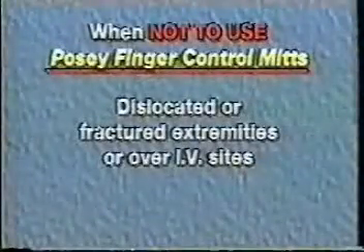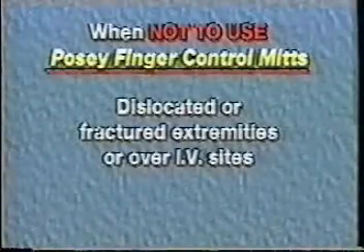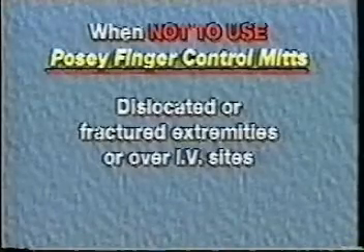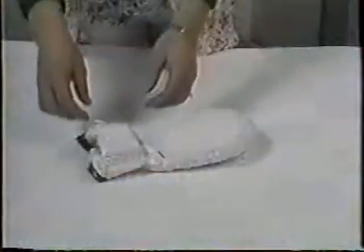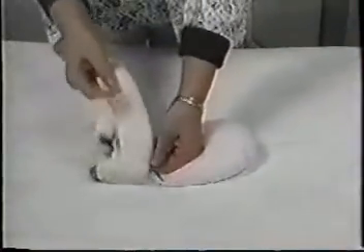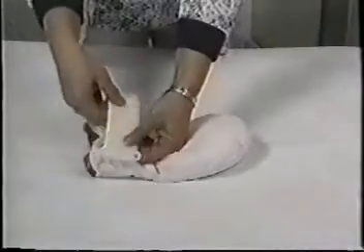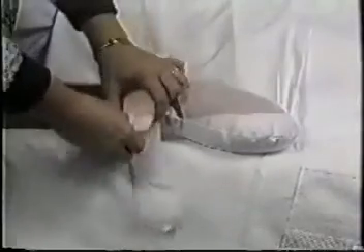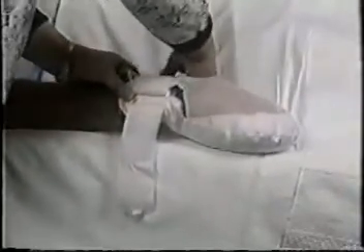Posey finger control mitts should not be used on dislocated or fractured extremities or over IV sites. To apply the Posey finger control mitts, open the Velcro at the cuff end. Place the patient's hand in the mitt with their palm facing the padding. Close the Velcro snugly around the wrist.